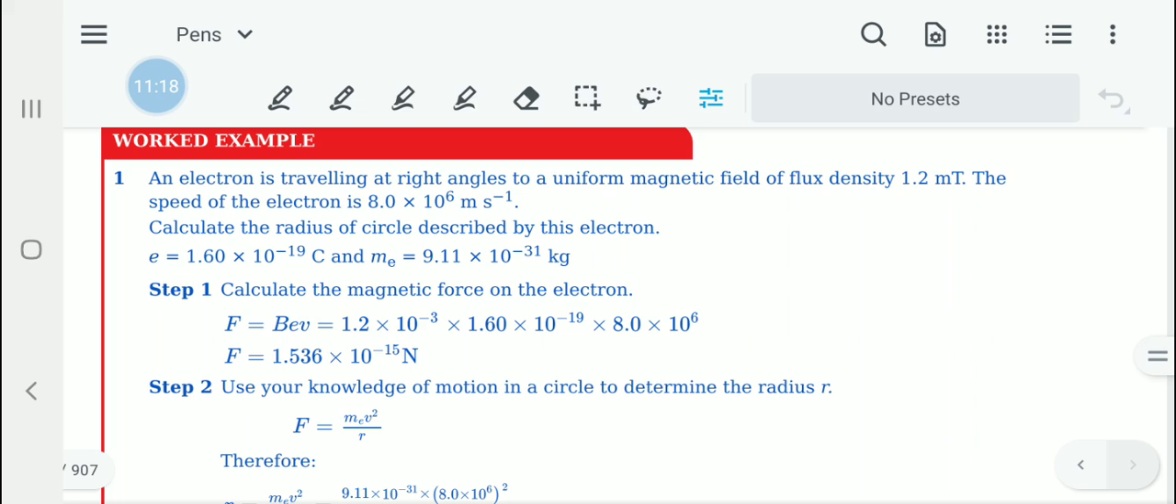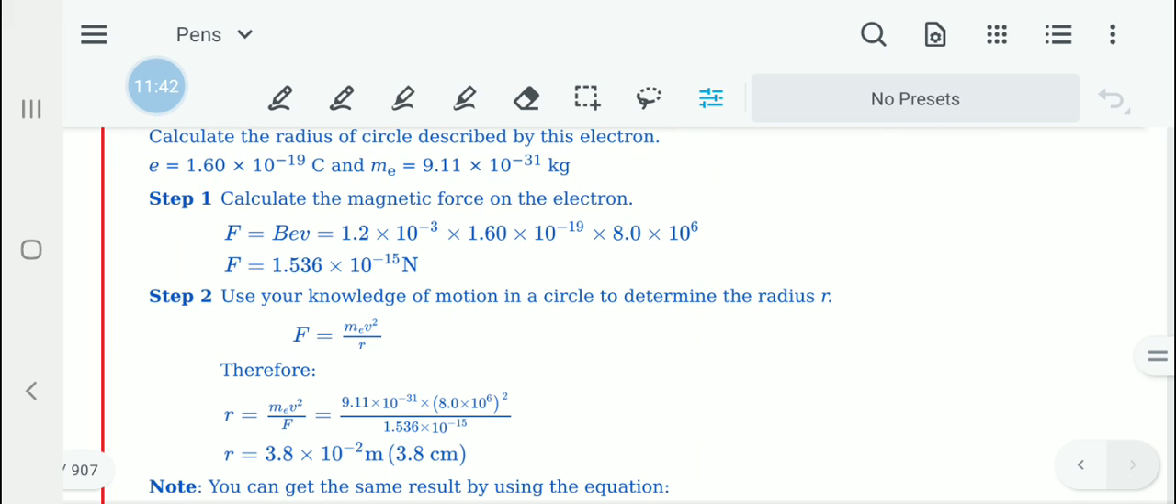The first thing is we have to find the magnetic force on the electron using F equals Bev. So you need to know this equation by heart. Then you have F equals 1.536 times 10 to the power minus 15 newtons. Why do we need to find the force? Obviously because without the force we cannot find the radius, which is what the question is asking. So F equals me v squared upon R.